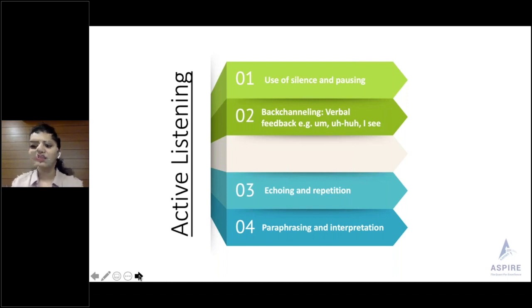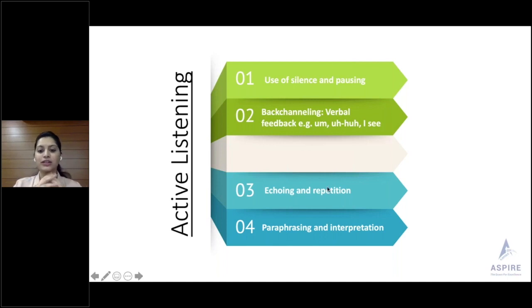Active listening, as I mentioned, use of silence and pausing whenever you're delivering a serious diagnosis or you're about to tell them something delicate. Back channeling: whenever a patient is talking, don't just sit quiet without any reaction, because this might make them doubt whether you're listening or paying attention. So use verbal feedback, like it is okay to use, or I see, all right, and words like those to show that you're actually listening to them.